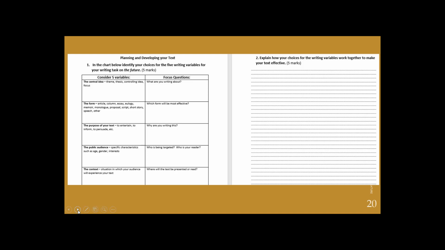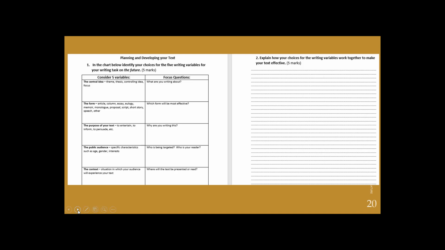So you'll notice the form. You don't have to write an essay. You can write an article, a column, an essay, a eulogy or a speech at someone's death, memoir, a monologue, a proposal, a script, a short story, a speech. You can basically write anything you want, but you have to make sure that it fits your main idea, the purpose. So is it to entertain? Is it to inform? Is it to persuade?